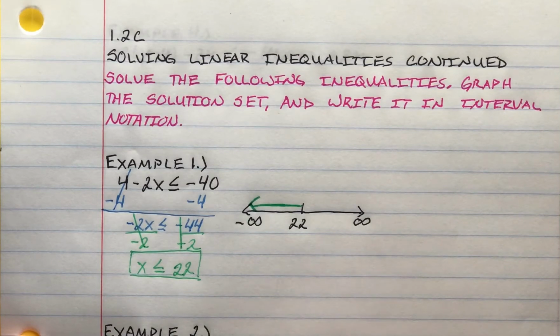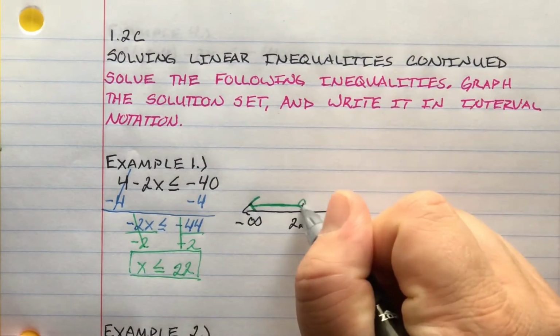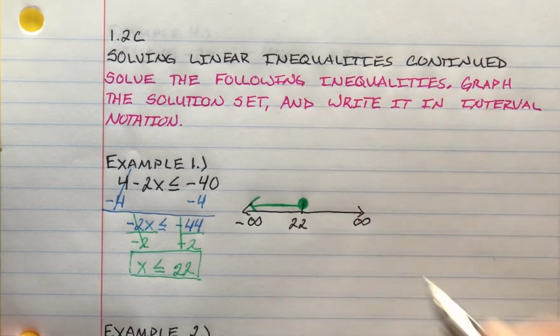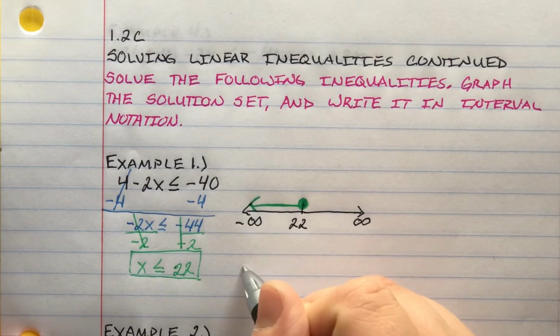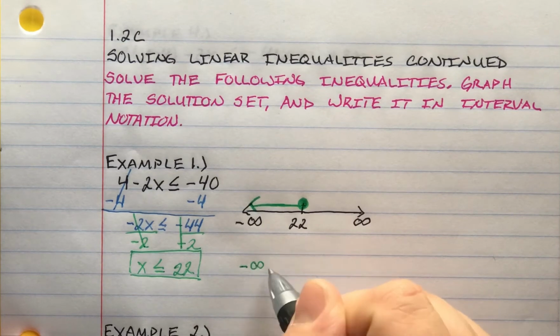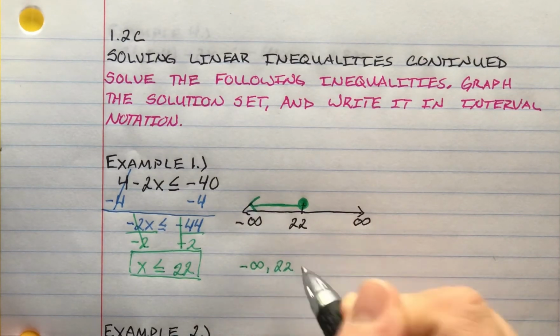And since it is less than or equal to, I'm going to make a solid dot over the 22. That means I'm including 22 in my answer. If I look at my graph, this tells me exactly how to set up my interval notation. I know that my interval will start at negative infinity and it will end at positive 22.